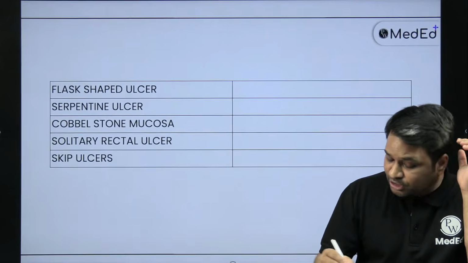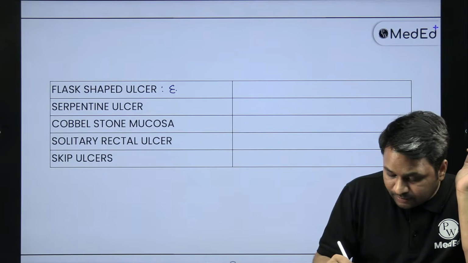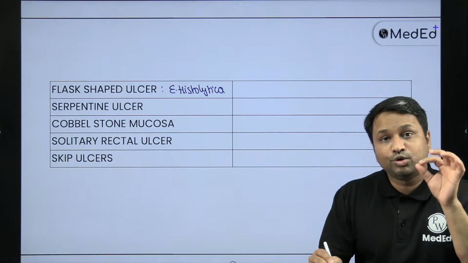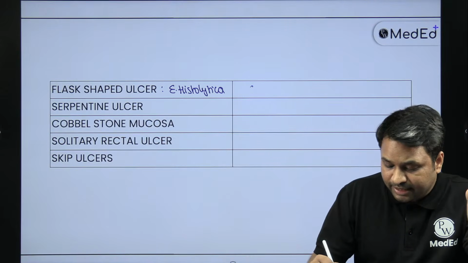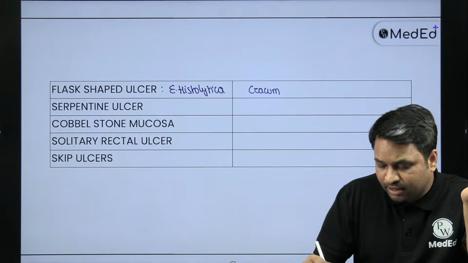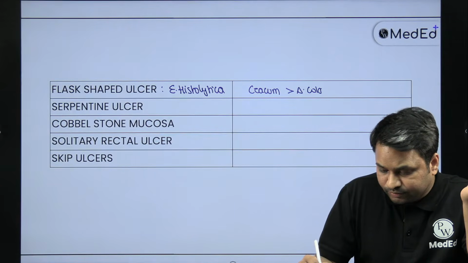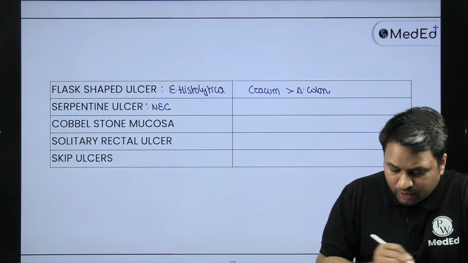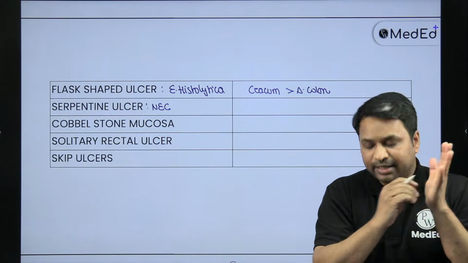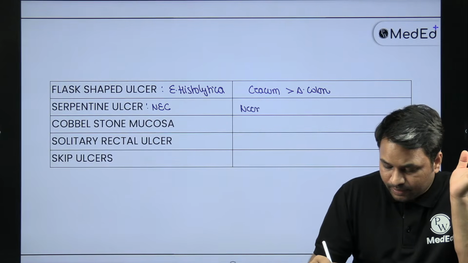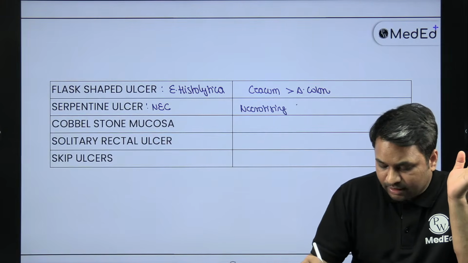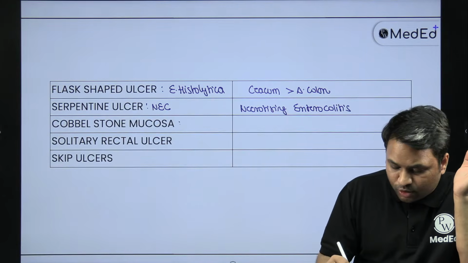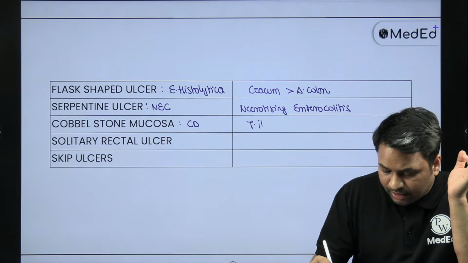The other named ulcers are flask-shaped ulcers, which are seen in Entamoeba histolytica. This Entamoeba histolytica induced ulcer is seen in the cecum. Cecum is the most common site when compared to the ascending colon. Serpent ulcers are seen in necrotizing enterocolitis. Cobblestone mucosa is seen in Crohn's disease, in the terminal ileum.